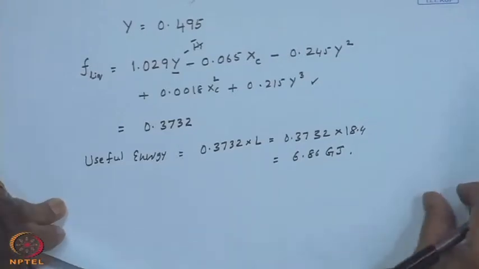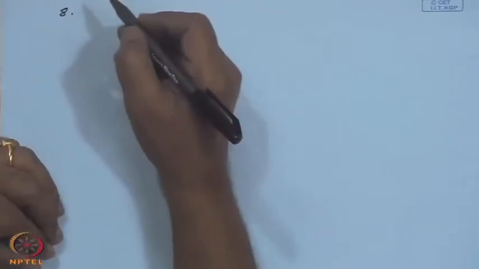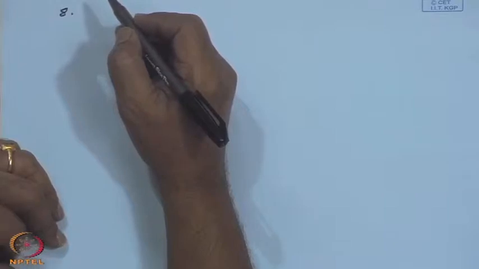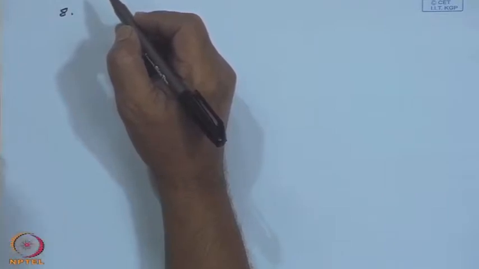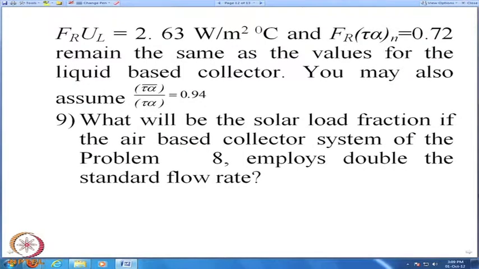50 square meters. Now, problem 8 is a slight variation. If standard flow rate and standard storage have been employed for the same FRUL and FR tau alpha bar as calculated, what will be the F? Right, what will be the solar load fraction if air based collectors with standard flow rate have been employed with standard storage and assume FRUL is equal to so much and FR tau alpha.